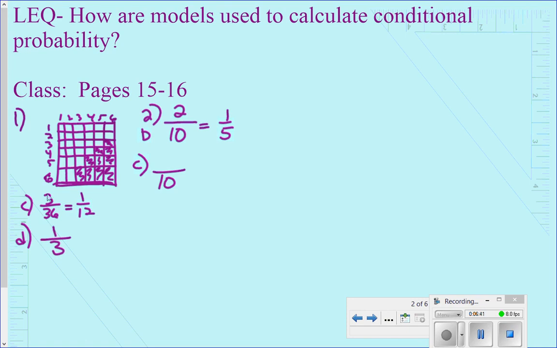There's 6 spots: 1, 2, 3, 4, 5, 6. Not 6, 6, because that would be 2 6s. So 6 out of 10 simplifies to 3/5.